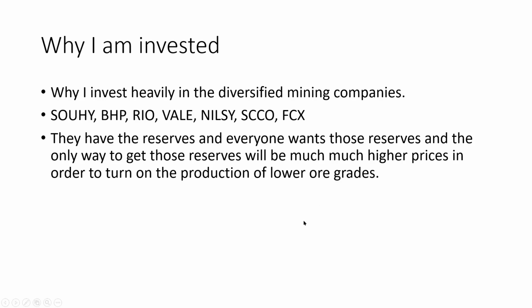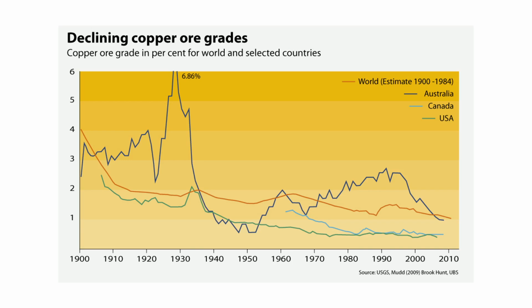They have the reserves, and everyone wants those reserves. And the only way to get those reserves will be much, much higher prices in order to turn on the production of lower ore grades. And one thing I want to touch on is lower ore grades. This is the declining copper ore grades over time. So copper ore grade in percent for world and selected countries.